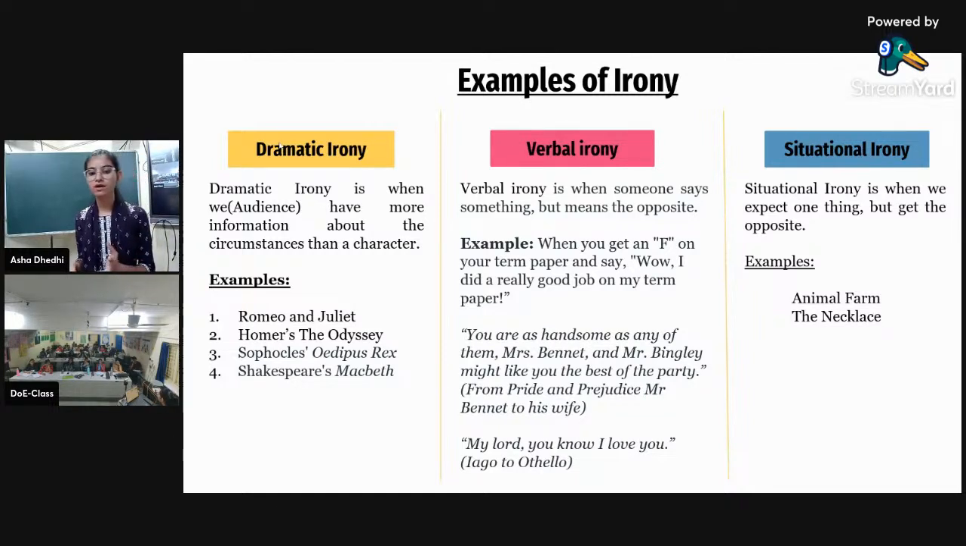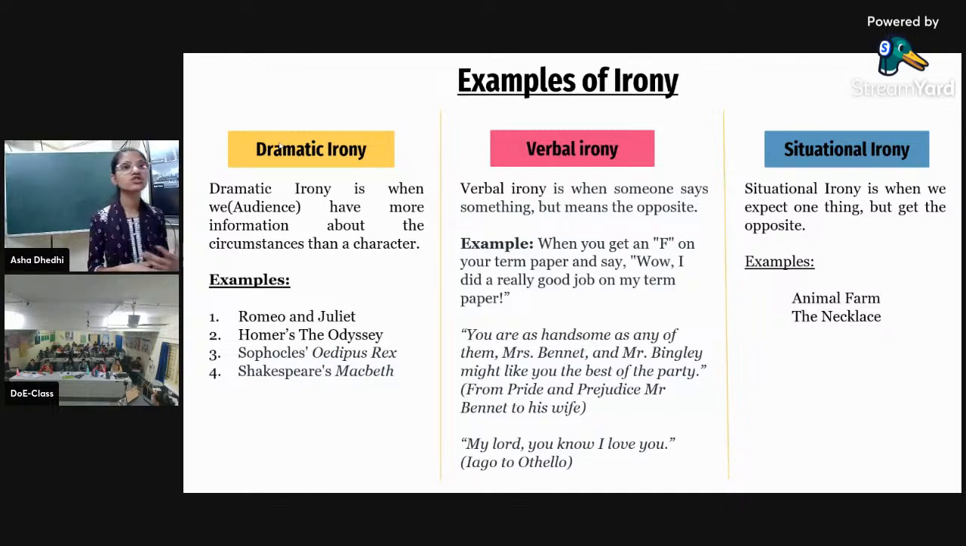So verbal irony is when someone says something, but they mean something totally different. There is an example from Pride and Prejudice, right? Mr. Bennet is praising his wife: "You are as handsome as any of them, Mrs. Bennet, and Mr. Bingley might like you the best of the party." As an audience, we know that she is not handsome at all, but still he is praising her. So in that way, it will create a kind of verbal irony.